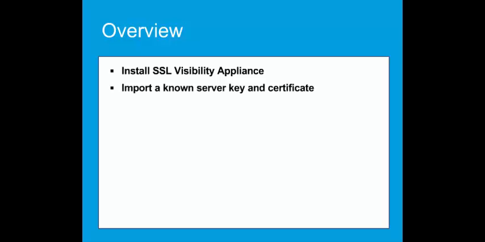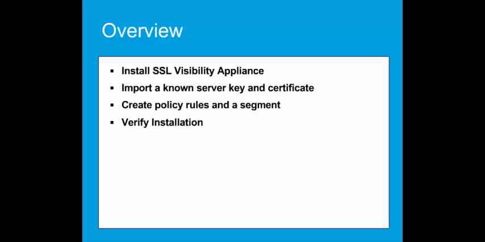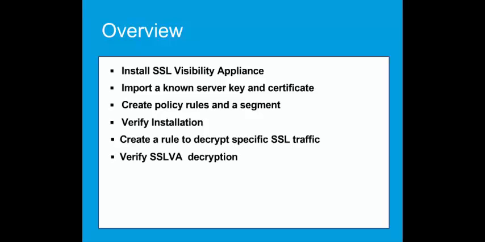We will perform the following activities to complete the configuration. First, we will install the SSL VA appliance in the network. Then, import a known server key and certificate. Create a basic rule set, and then a segment for active inline mode. At this point, we will run a test to verify that no traffic is being blocked by the SSL Visibility Appliance. Create a rule to decrypt specific SSL traffic, and test this rule, verifying traffic is decrypted.